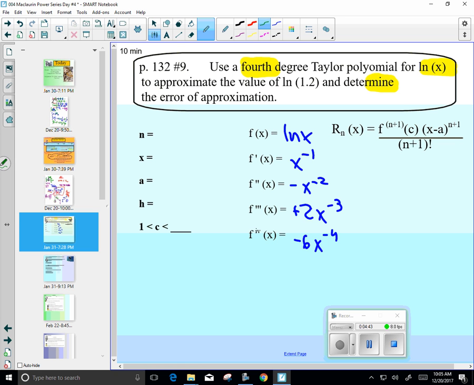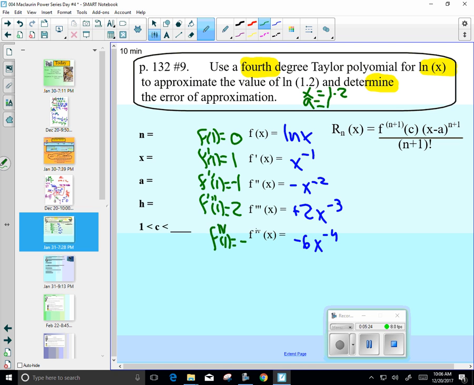So what is f of 1 for this one? Because we're going about x equal to 1. Or a is equal to 1, x is equal to 1.2. So f of 1, what's the natural log of 1? Zip. f prime of 1. What's 1 over 1? What is negative 1 over 1 squared? Negative 1. What will this f triple prime be? Triple prime is going to be 2 over 1, or 2. Quadruple prime is going to be what? Negative 6. Yep.